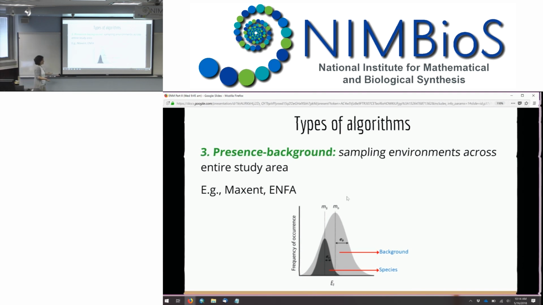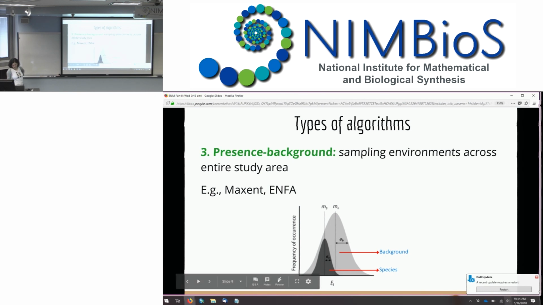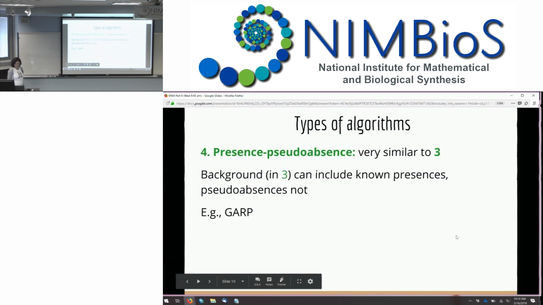We're not saying it's absence. A lot of it is absence, but not all of it. So this is the approach. If you don't have absence data, this is the approach that has been used for quite a while, frequently in the last 10 years or so. But there's also ENFA that precedes Maxent, but for some reason, Maxent is pretty much dominating the field right now in terms of presence background.